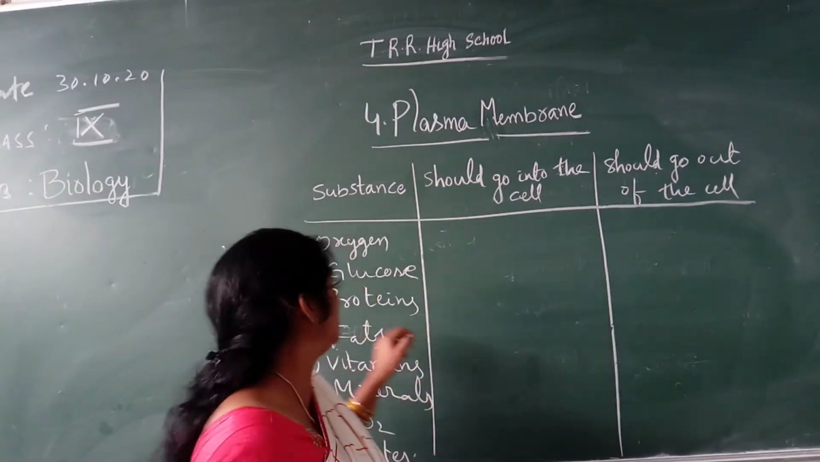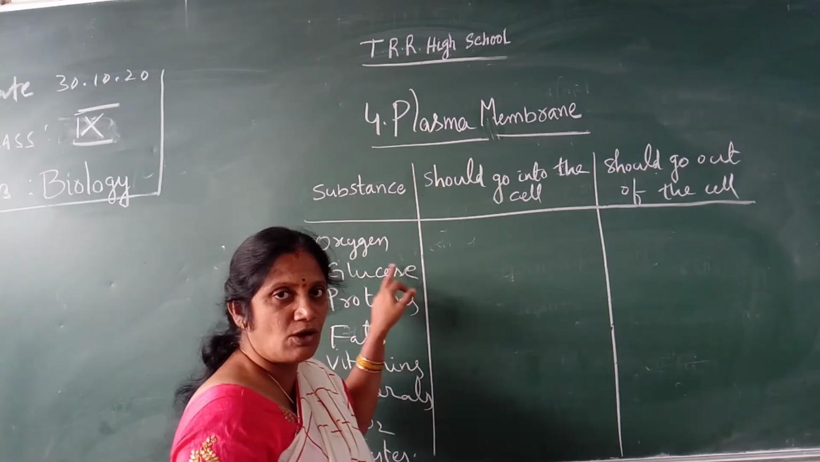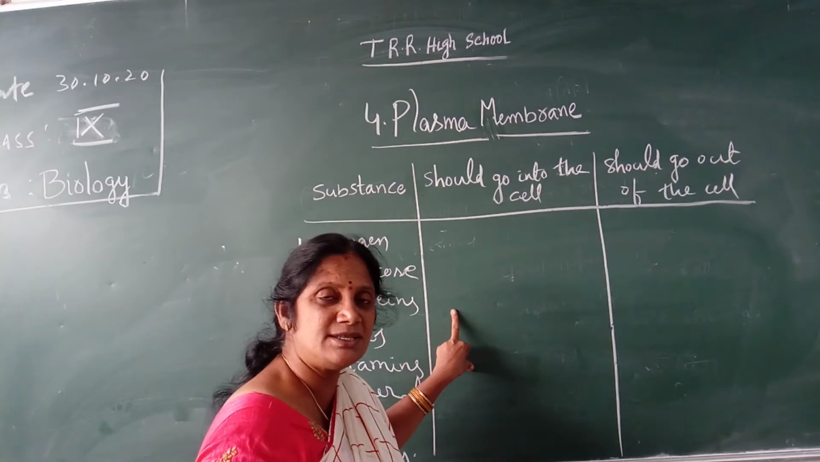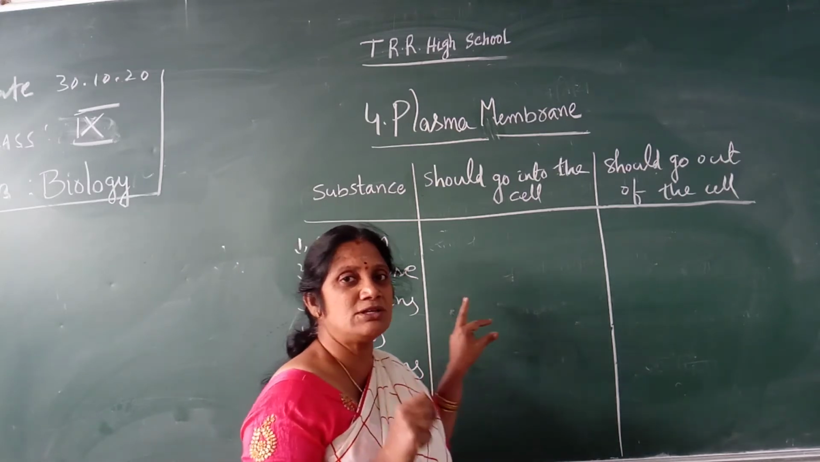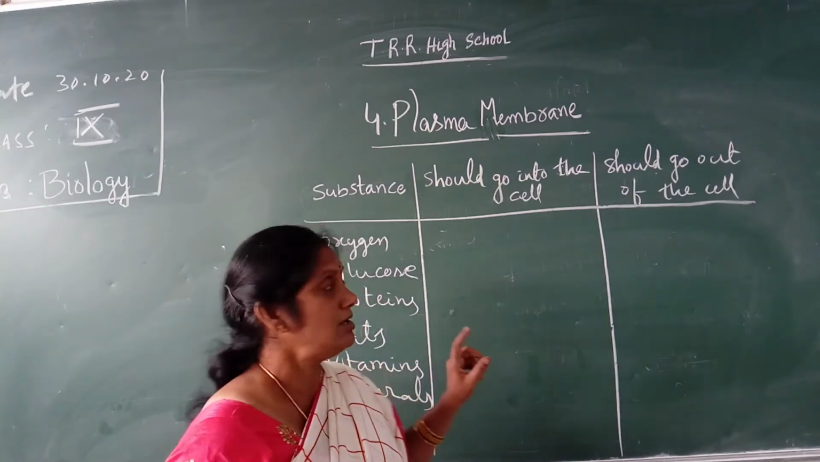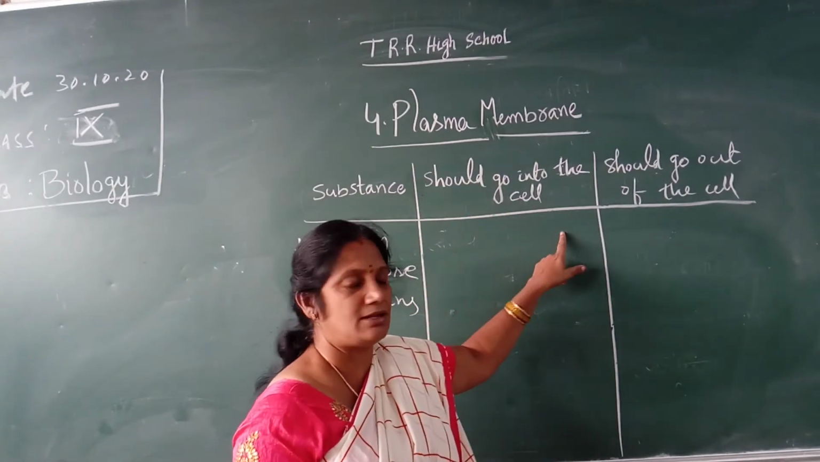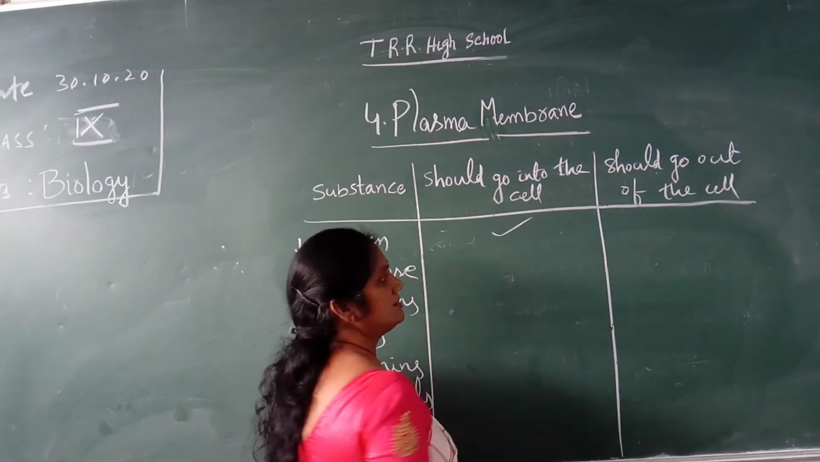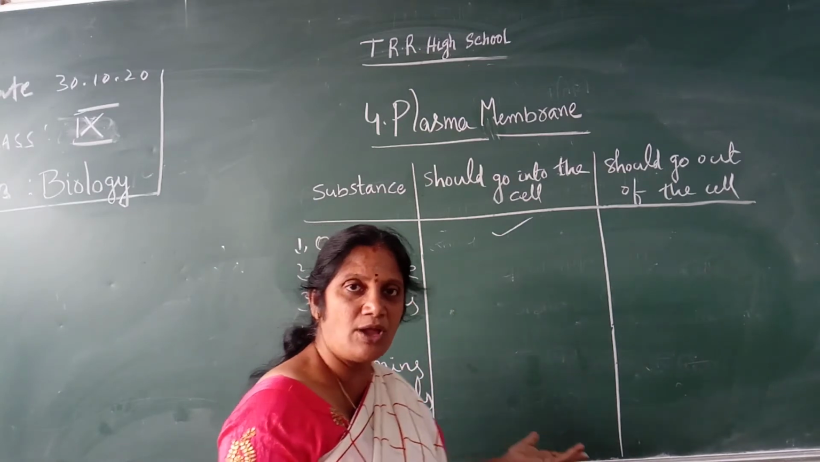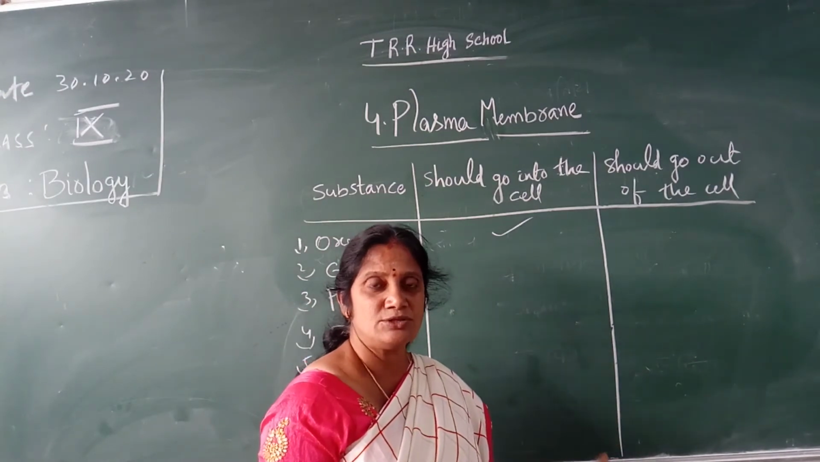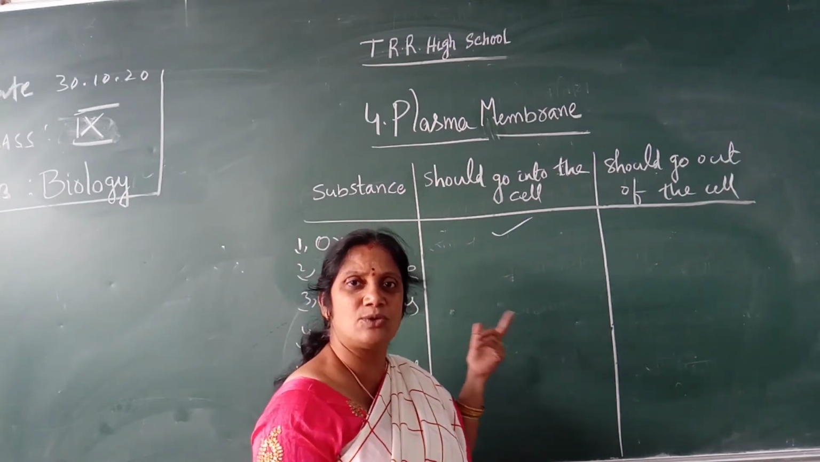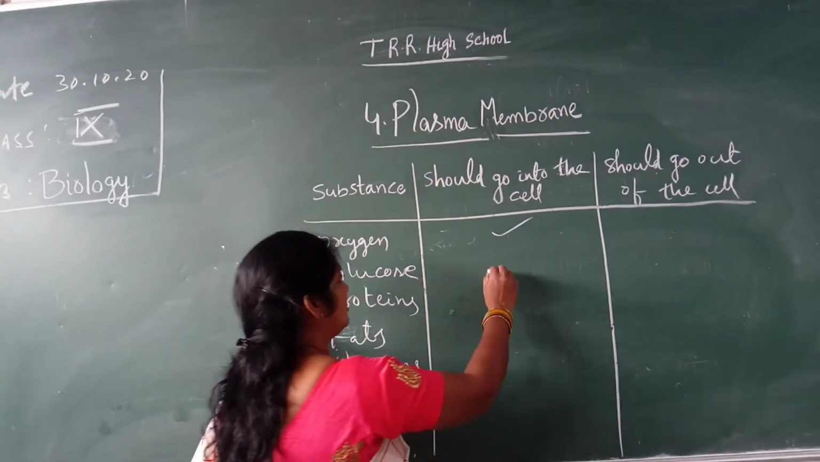You see the first one is oxygen. Is oxygen necessary for the cell or not? Yes, it is necessary. Why? Because oxygen provides energy for respiration. So oxygen should go into the cell. Then glucose. Obviously, glucose is a part of carbohydrate which provides energy. This glucose burns with the oxygen and gives us energy. So glucose is also required.